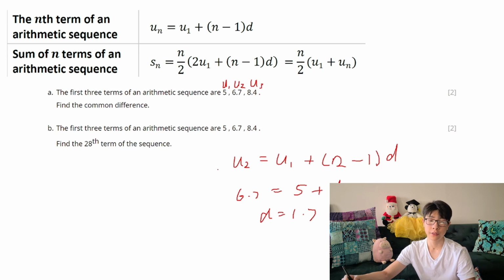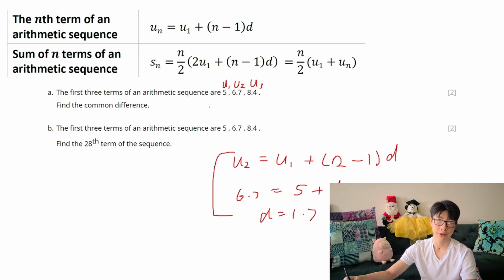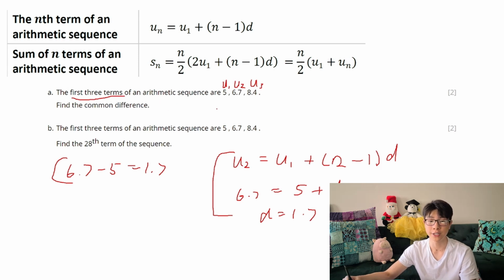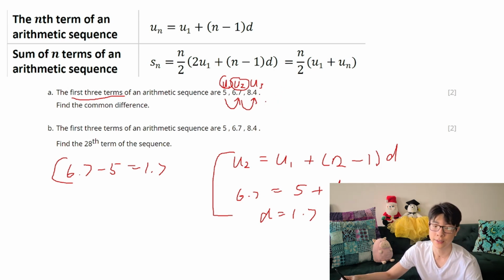Now, this is the formula method, but a simpler method to do this question would simply be doing 6.7 minus 5, giving us 1.7. The reason why we can do this instead of the formula is because the question has already established that these are the first three terms of an arithmetic sequence. And we know the property of an arithmetic sequence is a common difference. It means between u1 and u2 there's a common difference, which is the same as the difference between u2 and u3. Since this is the first term and this is the second term, all we need to do is subtract the first term from the second term, and we'll know the common difference. Okay, as simple as that.